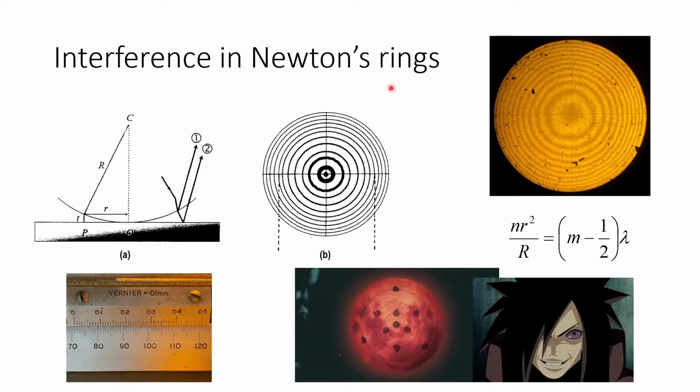Another way to do it is if you have a convex lens here, then the light that comes in would get reflected, and the other one would get refracted out. This is what you call Newton's rings. The further away from the center, you would have a bigger path difference between light number 2 and light number 1. This would create something that looks like what you can see from the anime, but not exactly.